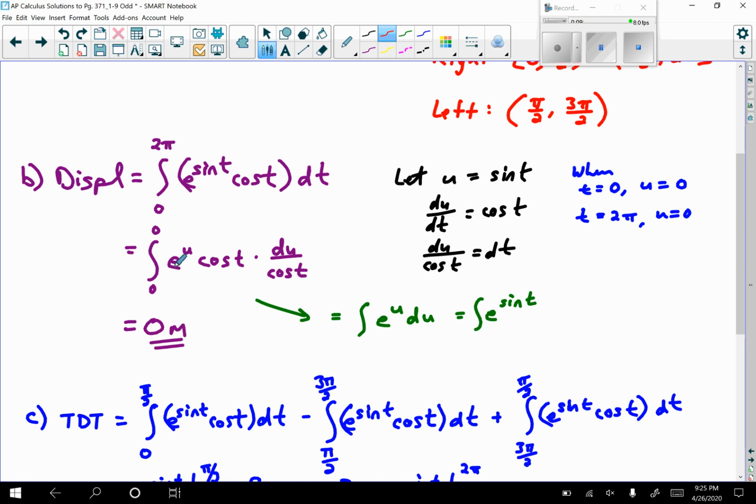But I just want to show you, if I were to write this out or take the antiderivative, the cosine t's divide out, and we're just left with e to the u. Well, the derivative of e to the u is e to the u, so the antiderivative is going to be the same, which still we could just leave as the integral of e to the sine t, so the antiderivative is also going to be e to the sine t.